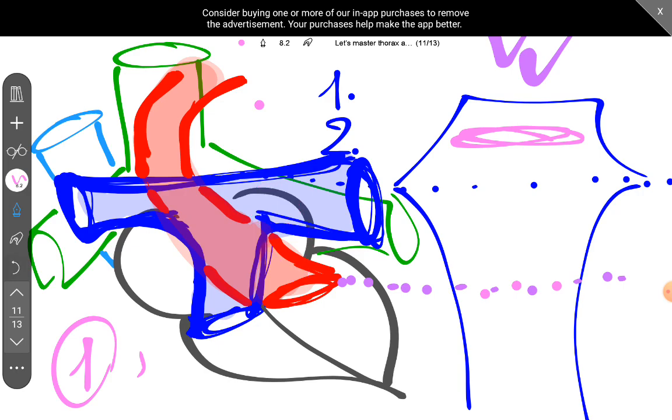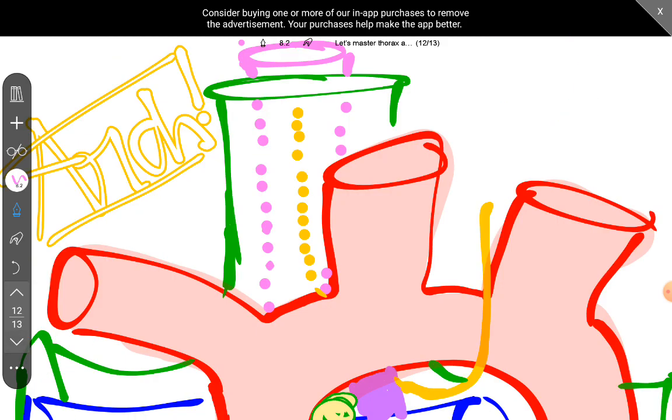The ascending aorta gives me the two coronaries. The right coronary artery is from, obviously, the anterior aortic sinus, and the left coronary is from the left posterior aortic sinus. Again, left coronary, left posterior aortic sinus; right coronary, anterior aortic sinus. This is everything concerning the ascending aorta.